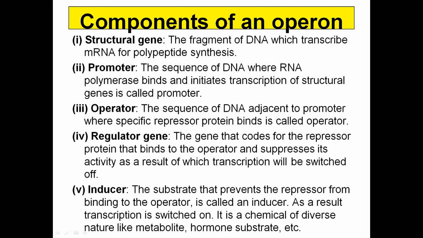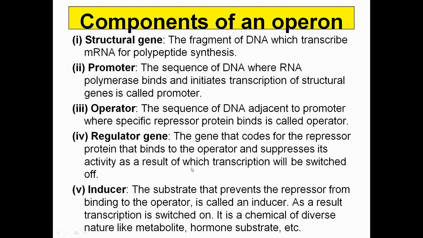Operator, the sequence of DNA adjacent to the promoter where a specific repressor protein binds, is called the operator. And regulatory gene, as we have seen, the I gene, the gene that codes for the repressor protein that binds to the operator and suppresses its activity, as a result of which transcription is going to be switched off. After the production of the repressor protein, the repressor protein is going to bind with the operator region, and the operator region is blocked by the repressor protein, and the repressor protein is going to be synthesized by the regulator gene. And then we have the inducer.